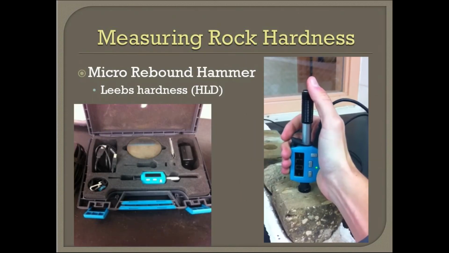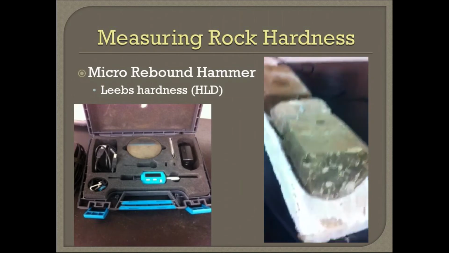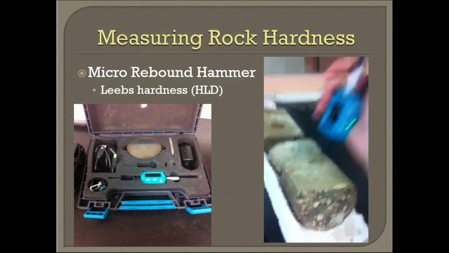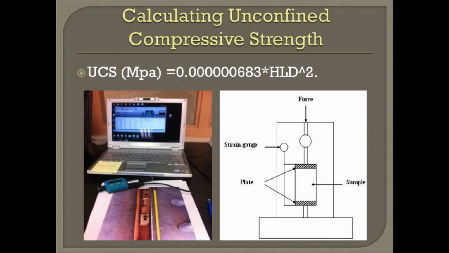Here we have the micro-rebound hammer. This device strikes the core with a metal bit, which rebounds back after striking the core and provides the Leeb hardness value of the rock. Once we have acquired the hardness measurement, we convert that value to our final goal, unconfined compressive strength, which represents the material's ability to withstand stress without failure.